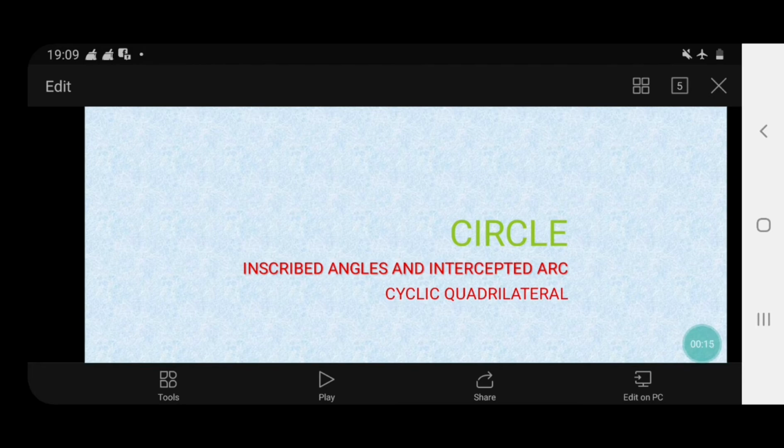Easy Test app, we will start with the remaining part of inscribed angle, intercepted arc, and cyclic quadrilateral of chapter number 3, Circle. Let's begin.